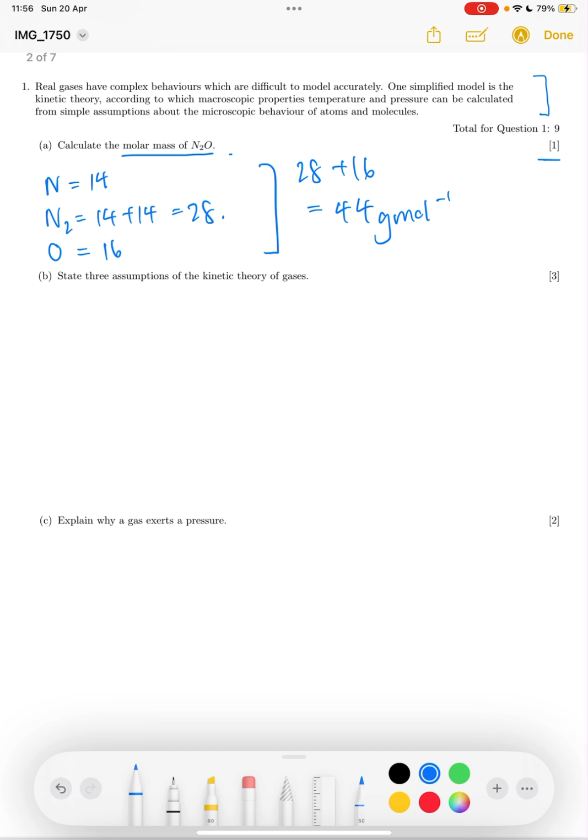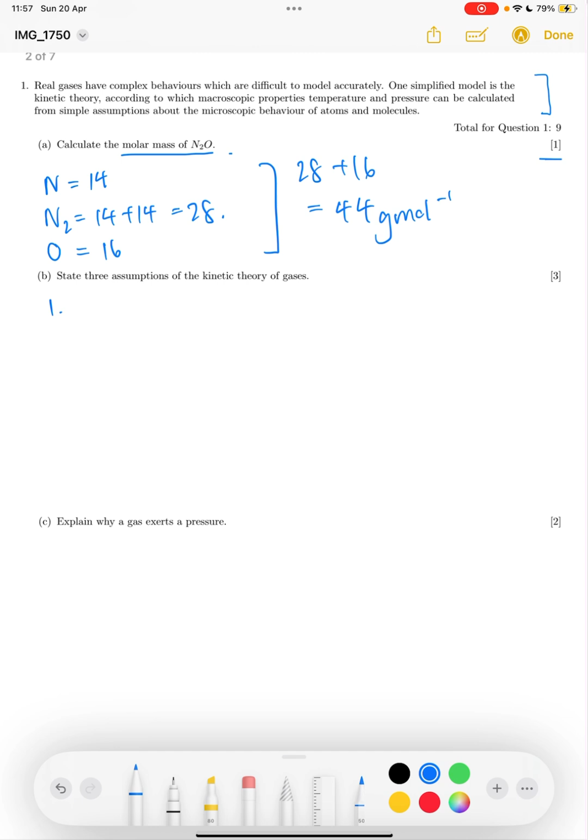All right, part B links to the video. State 3 assumptions of the kinetic theory of gases. There are lots that you can choose from. Okay. First, yeah, I'm gonna do all of the ones I can think of. So I think there's 5. You only need 3 for the marks here.